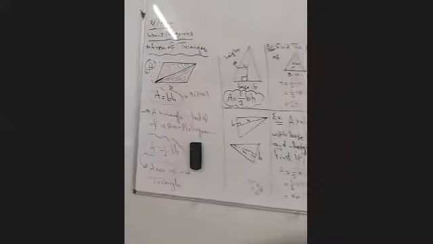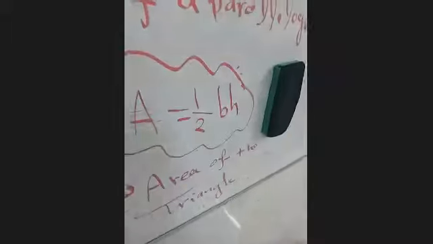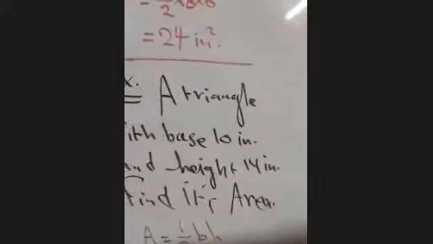This is the idea, guys. I'll repeat it. The area of the triangle is half BH, half multiplied by base multiplied by height. Half, don't forget that. Okay, now, if you don't understand anything, guys, you can ask me here before I continue.